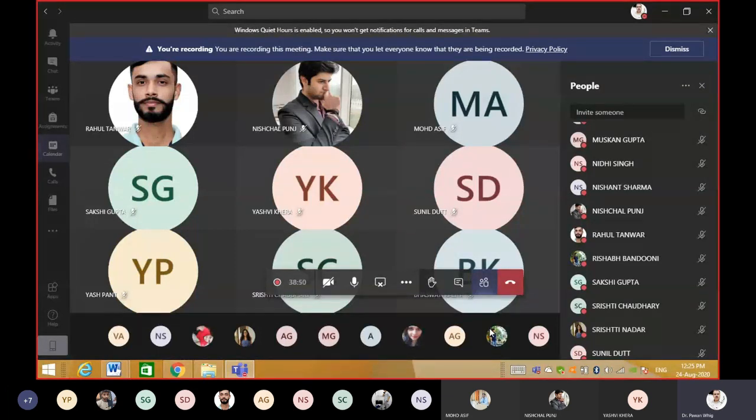Okay, let me ask somebody else. Maybe he is unable to answer it. Srishti Nadar. Srishti, give the one term for an actuator and a sensor.